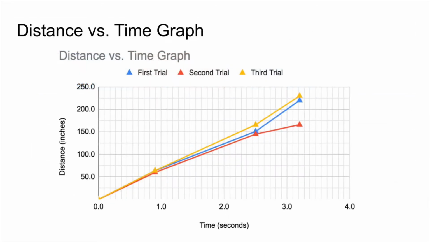This graph is a distance versus time graph. It shows how far I traveled in a certain amount of time. As we see, as time increases, distance also increases. And towards the end, in my first and third trial, I accelerate.